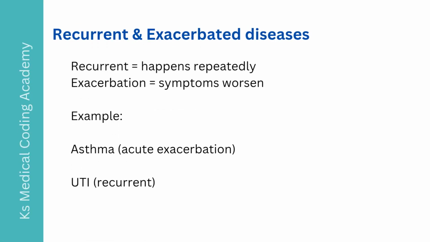Recurrent and exacerbated diseases. Recurrent diseases happen repeatedly, such as recurrent UTIs. Exacerbations occur when a chronic disease worsens, such as asthma with acute exacerbation. These details dramatically change the code selection and should never be missed.